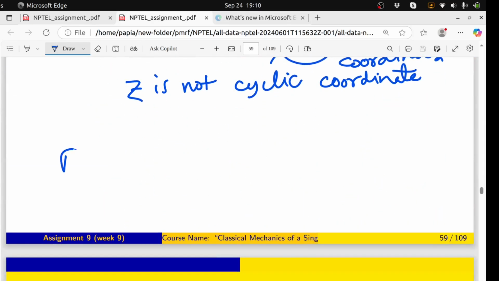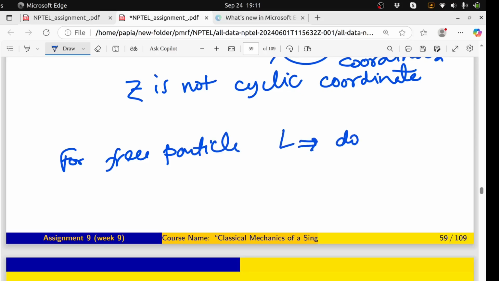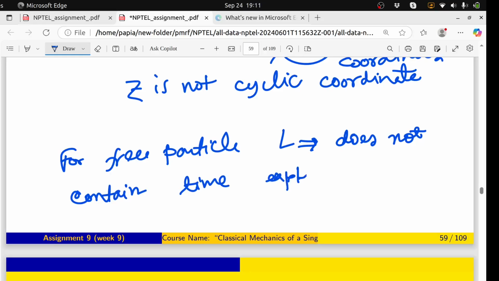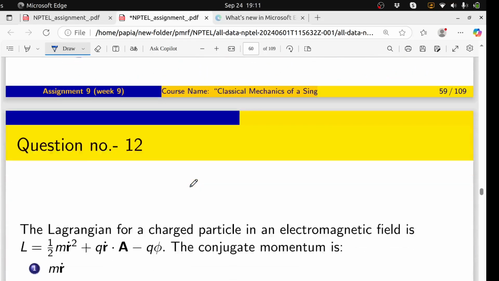So for a free particle, L does not contain time explicitly.